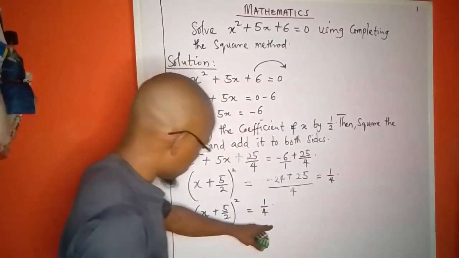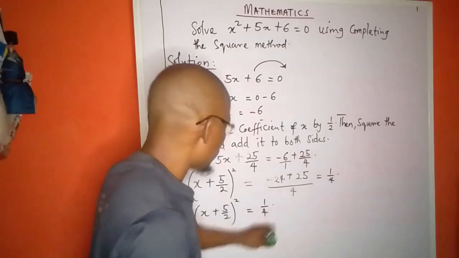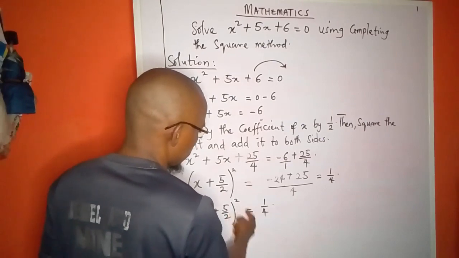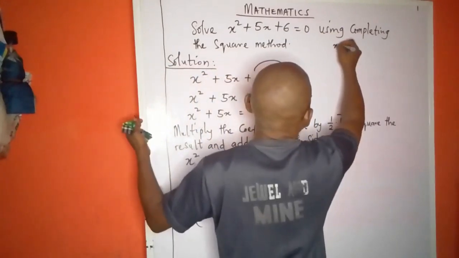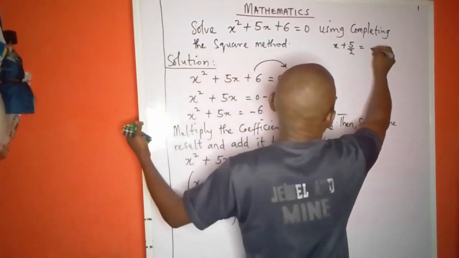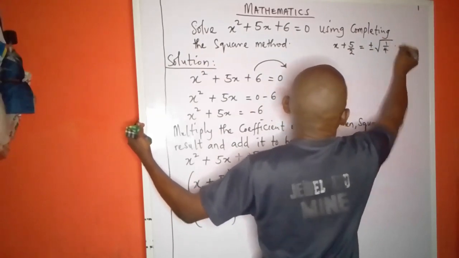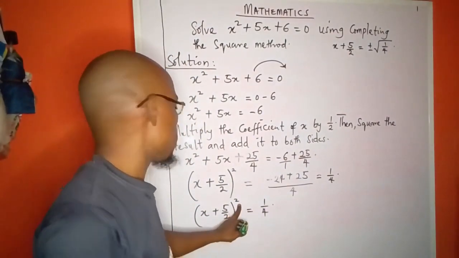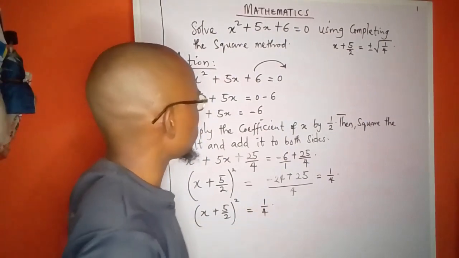So what do we have here? We have (x + 5/2)² equals 1/4. So what do we do from here? We take the square root, removing the square. We are going to have x + 5/2, which is equal to plus or minus the square root of 1/4. So this is what you will have after you've taken the square root and put it on the other side of the equation.